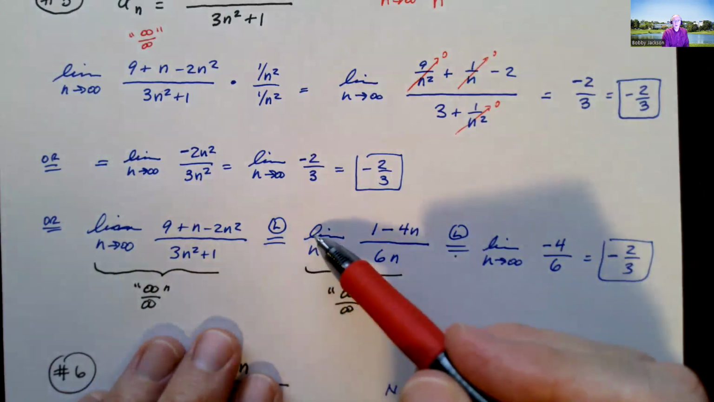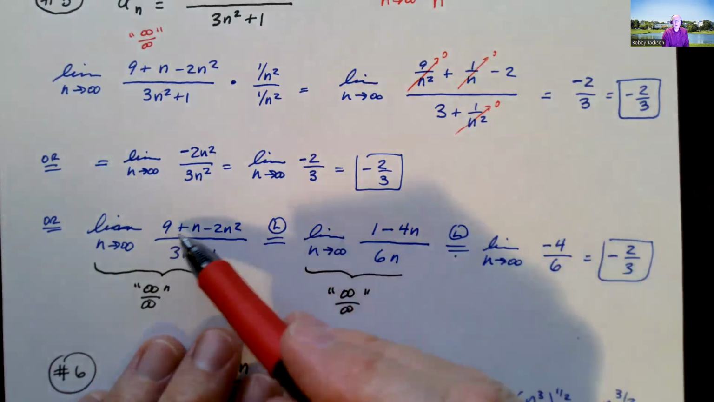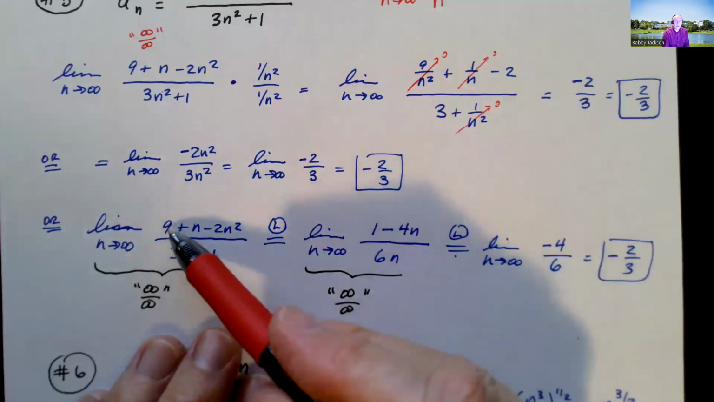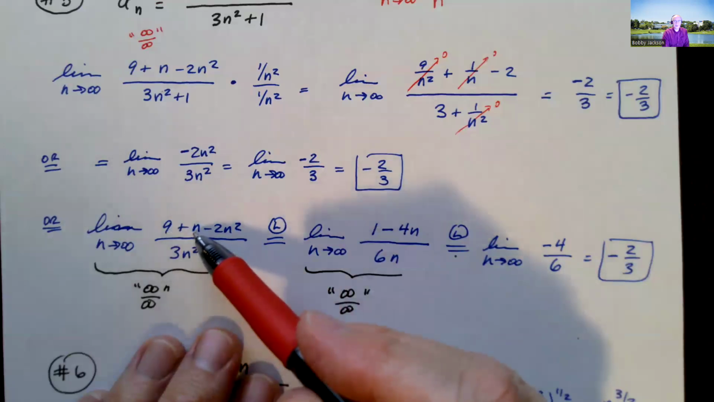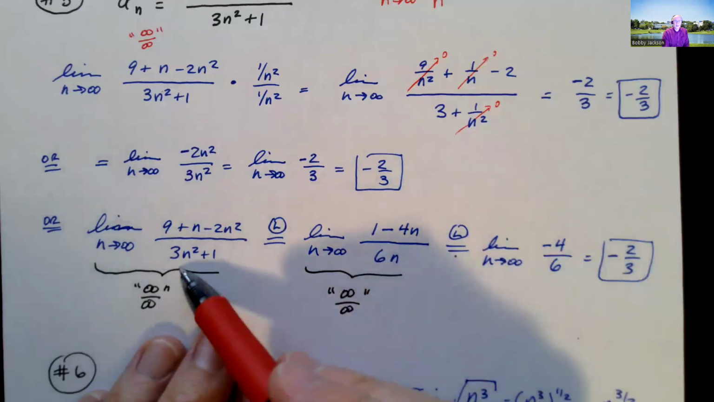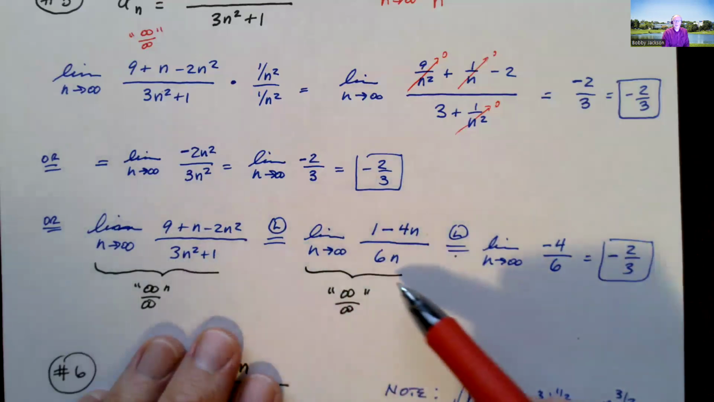And when we use it, remember how that works. It's the limit of what? The derivative. So we're thinking of this now as a function of real numbers. So take the derivative. I'm going to do it with respect to n. Derivative of 9 is 0. Derivative of n is 1. And derivative of 2n squared, bring the 2 down, we get 4n. Here the derivative is 6n. Derivative of 1 is 0.